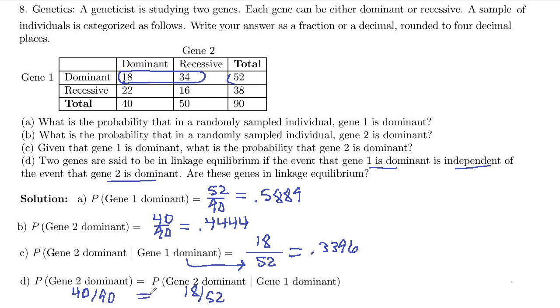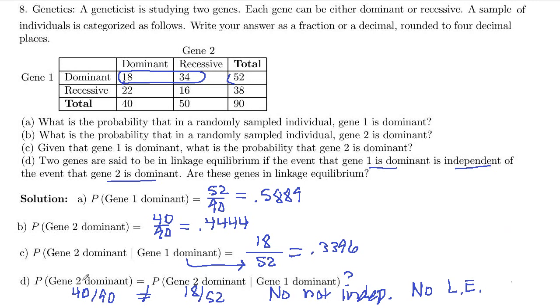And those are not equal. So the question is, are those equal? No, they are not equal. So they are not independent. And independent means that you're in linkage equilibrium. So are they in linkage equilibrium? No. So no linkage equilibrium. I'll abbreviate that LE.